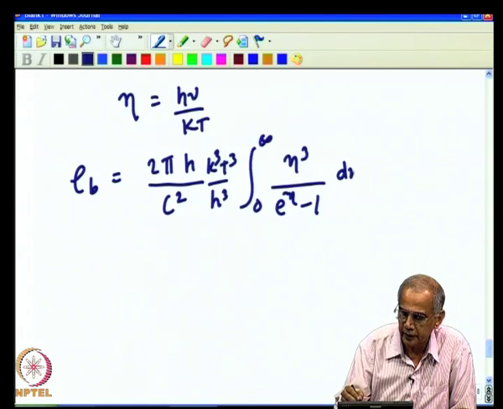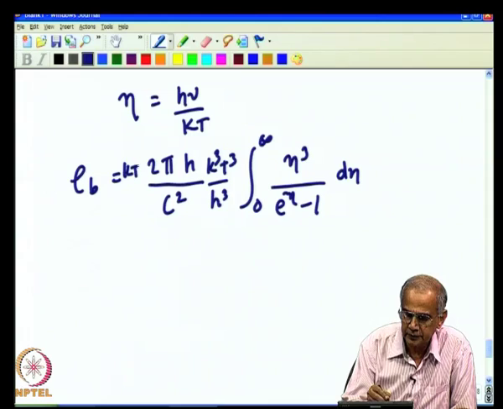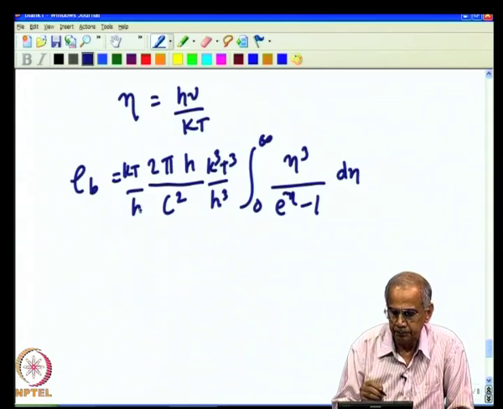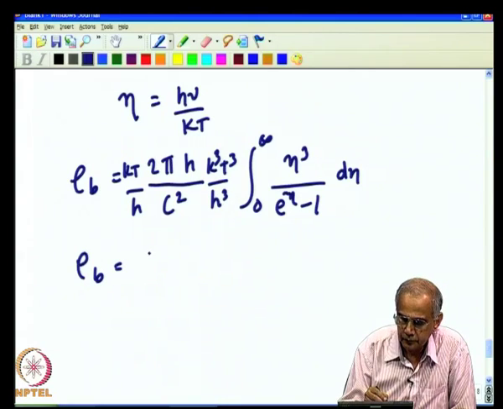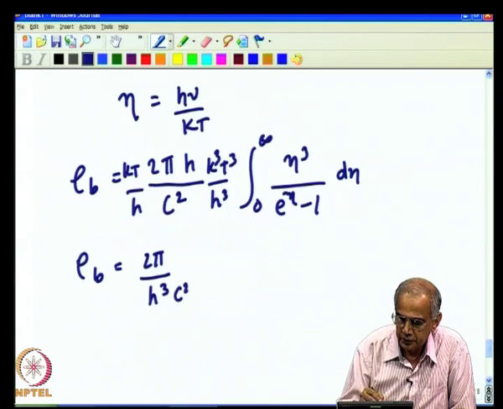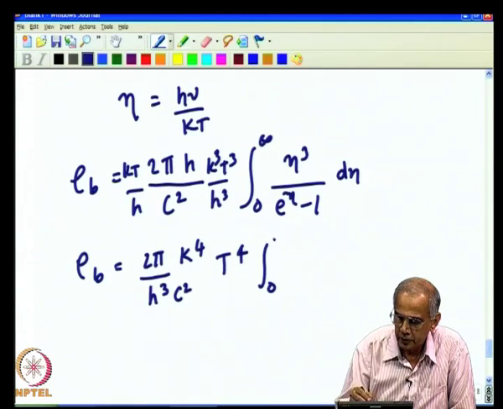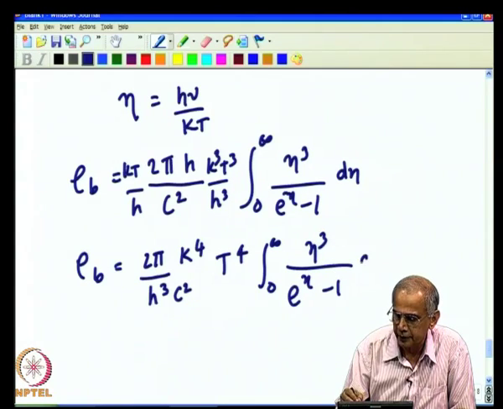Then you want to do d eta there. So, multiply by another kT by h. Then you get the expression E_b is equal to 2 pi, one h will go out here, h cubed c squared, k to the power of 4 T to the power of 4, integral from 0 to infinity eta cubed over e to the power of eta minus 1 d eta.